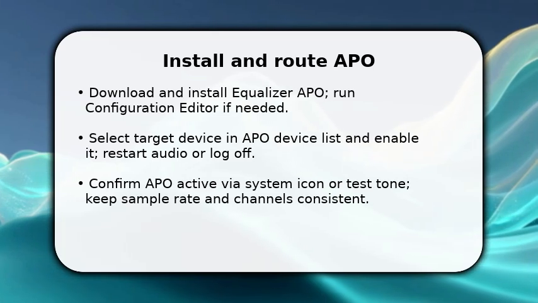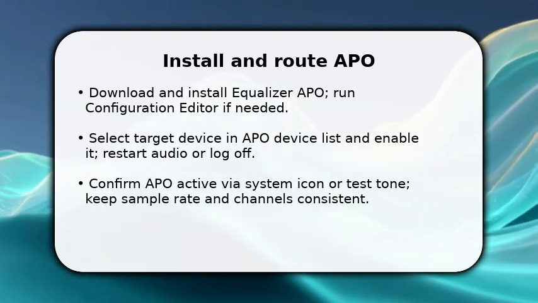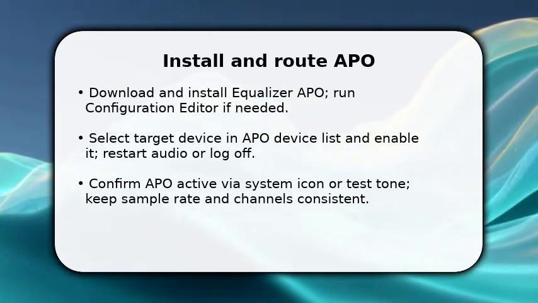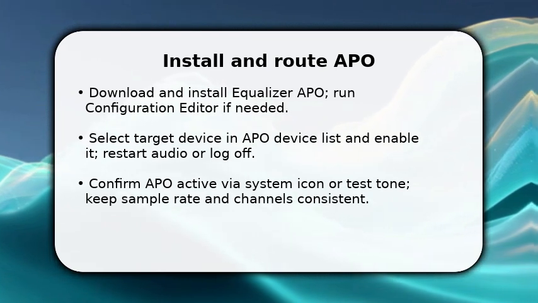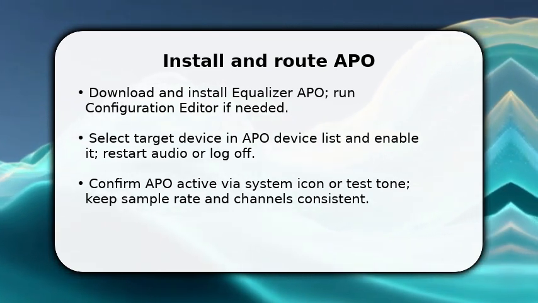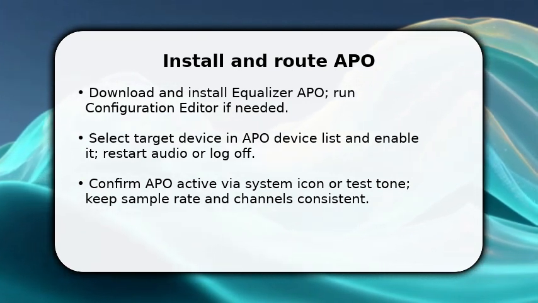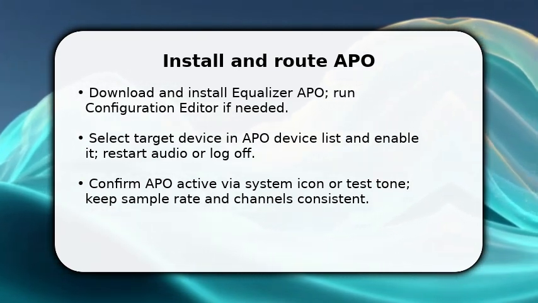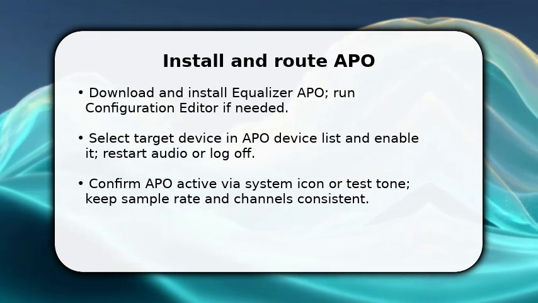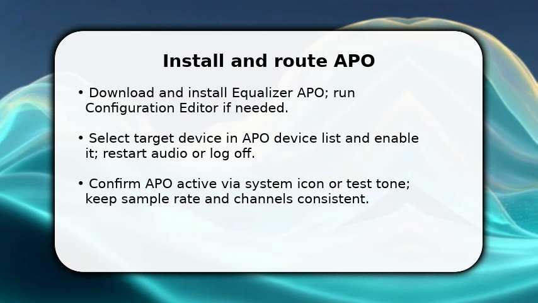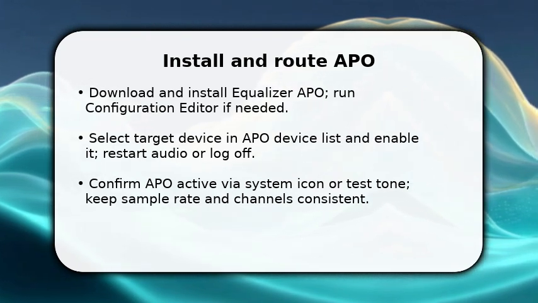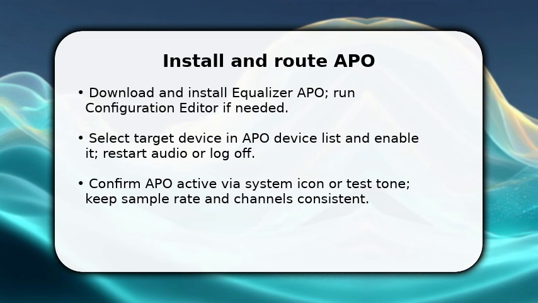Enjoy the video. You will install Equalizer APO and immediately route sound through it. First, pick the exact output device you want to shape and enable APO for that device. This ensures changes actually apply. Once done, restart the audio service or log out and back in so drivers load cleanly. Make sure sample rate and channel count match your player settings to avoid resampling.